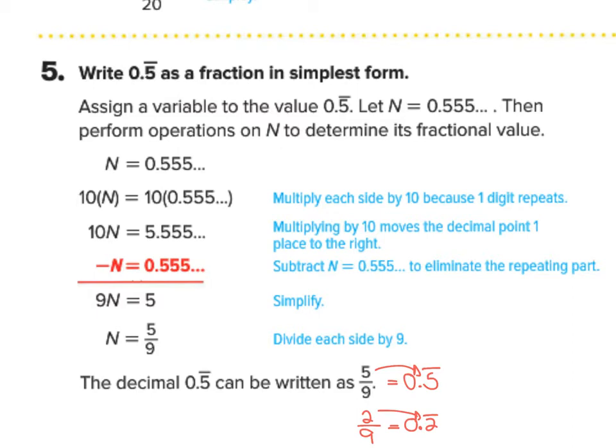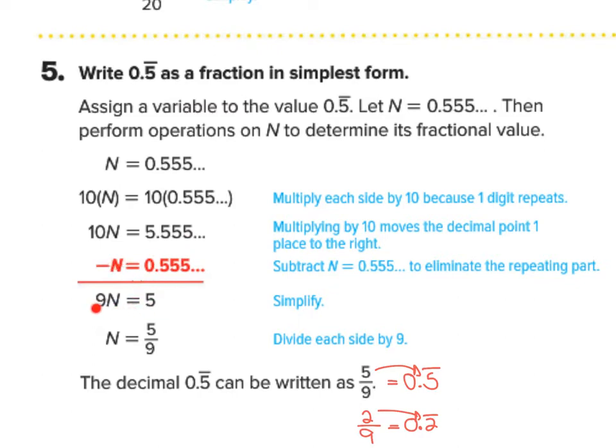we're going to subtract the n equals 0.555 so that we can eliminate the repeating part. So when I have 10n and I take away one of those n's, I'm going to have 9n, correct? Because I have 10 of them, take away one, now I have 9 n's. And on this side, simply subtracting the 5555. You see that? So what do I have left? I have 9n equals 5.